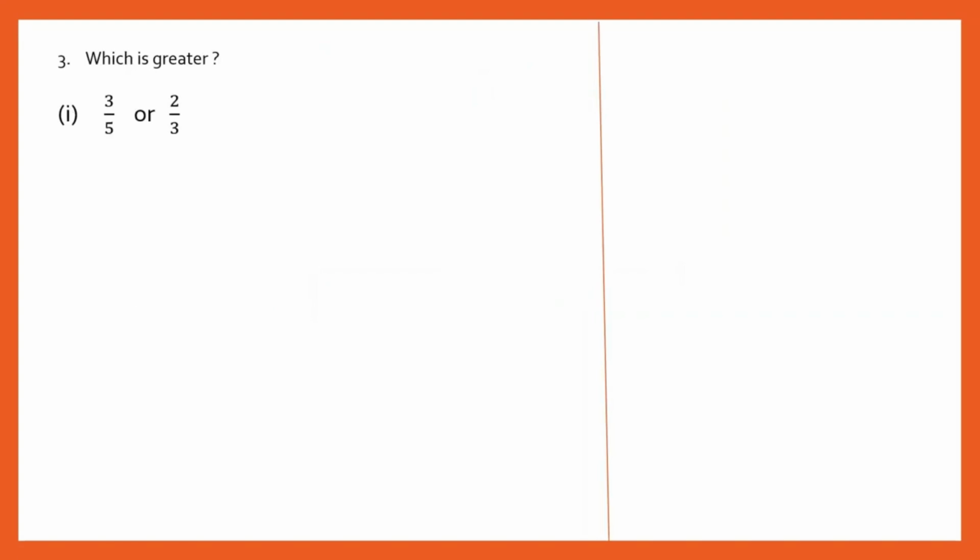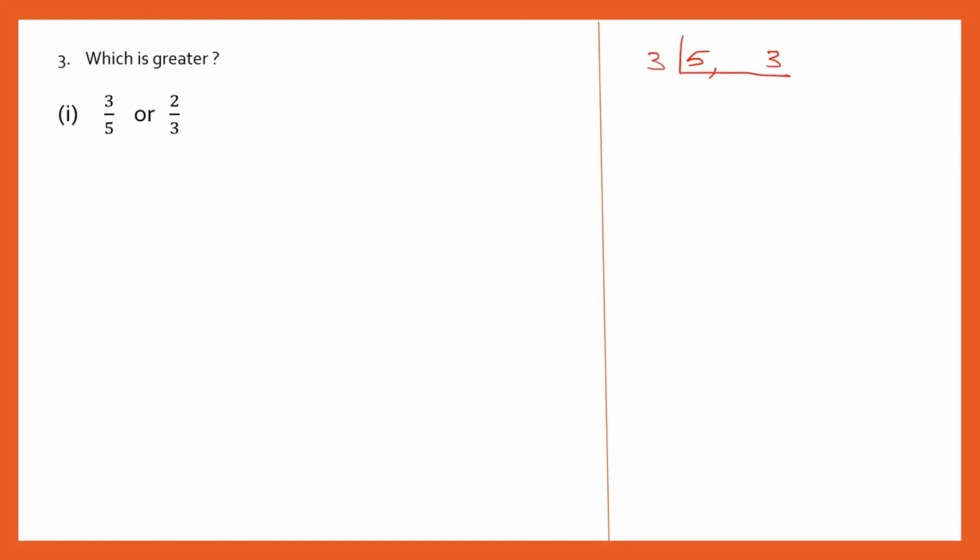Question 3. Which is greater? Now when you have two unlike fractions, that is if the denominators are different, we have to first change them to like fractions and then see which is greater. So to find the like fractions, we have to first get the LCM of the denominators. So the denominators are 5 and 3. Let's find the LCM of 5 and 3.